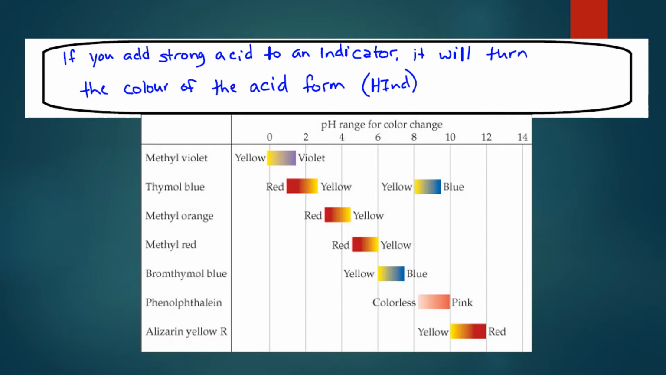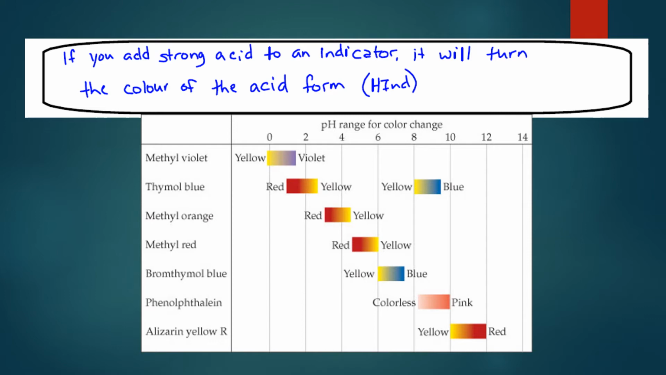So what we can conclude here is that if you add a strong acid to an indicator, it will turn the color of its acid form. It'll turn to the HIND. So the little picture down below shows the color transitions that numerous indicator solutions go through. You can see that we've got some common ones, and these are found on your indicator table that I'll introduce in a minute as well.